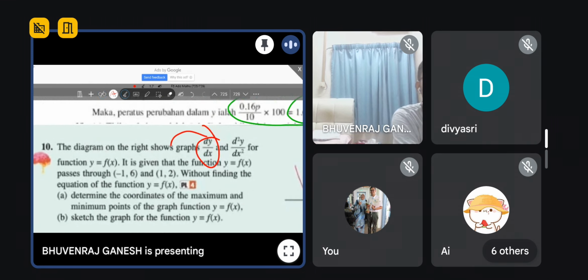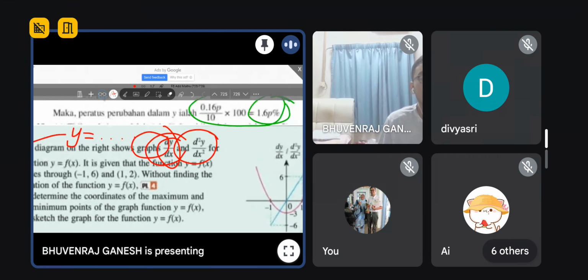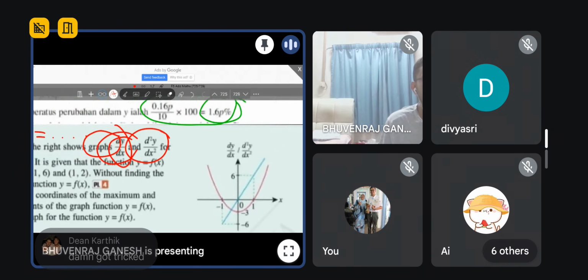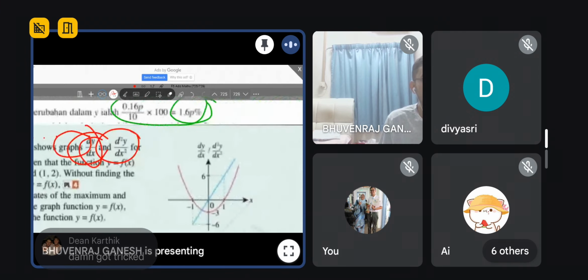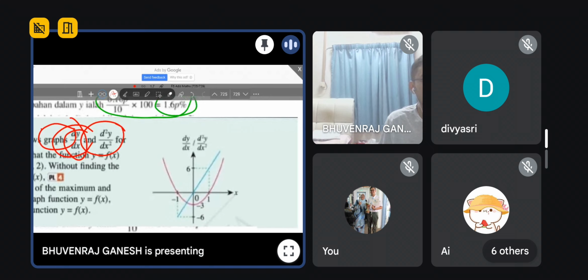The graph here is representing dy dx and d2y dx2. So it means that the curve is actually not drawn in the question. You must understand that. The curve, I mean y equals to something something, is not shown in the diagram. So the one that is closest to the curve is going to be this one, which is your dy dx.